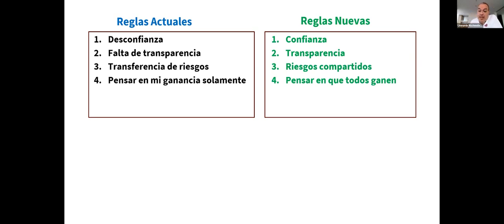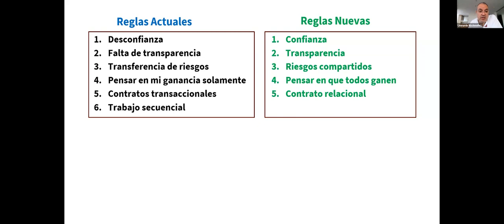Con VDC, el cambio es hacia una situación en la que todos piensan en que todos ganen. Y muchas veces esto se logra a través de contratos que ya no son transaccionales, confrontacionales, sino contratos relacionales. Aunque esto no es un requisito, diría yo que es algo que se alcanza en el camino, en el viaje de implementación de VDC.